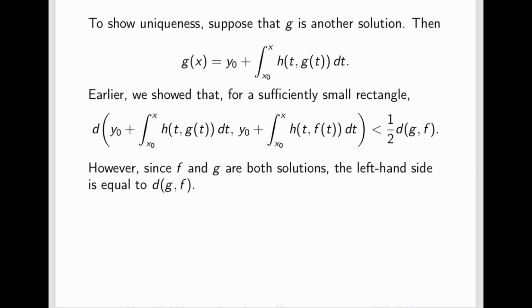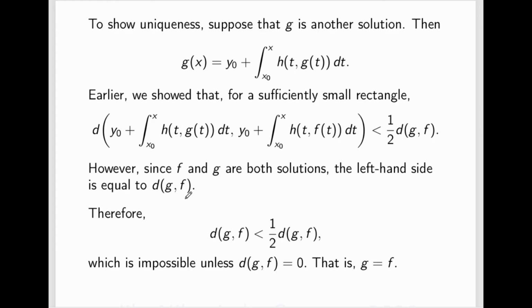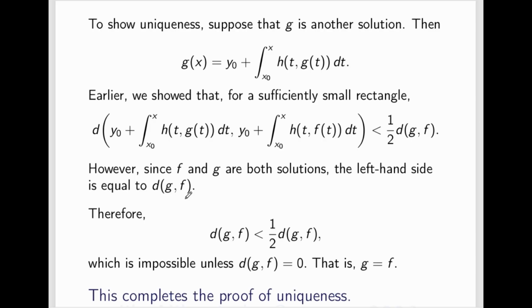However, since f and g are both solutions, the left-hand side is equal to d of g and f. Therefore, d of g and f is less than 1/2 of d of g and f, which is impossible unless d of g and f is equal to 0. That is, g is equal to f. That completes the proof of uniqueness.